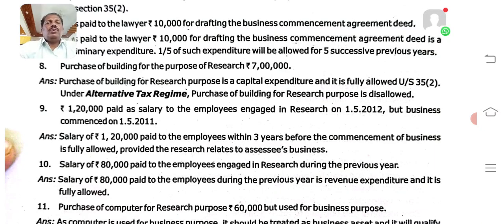Rupees 1,20,000 paid as salary to employees engaged in research in 1512, but business commenced in 1511. So, within 3 years before commencement of business, it is fully allowed.